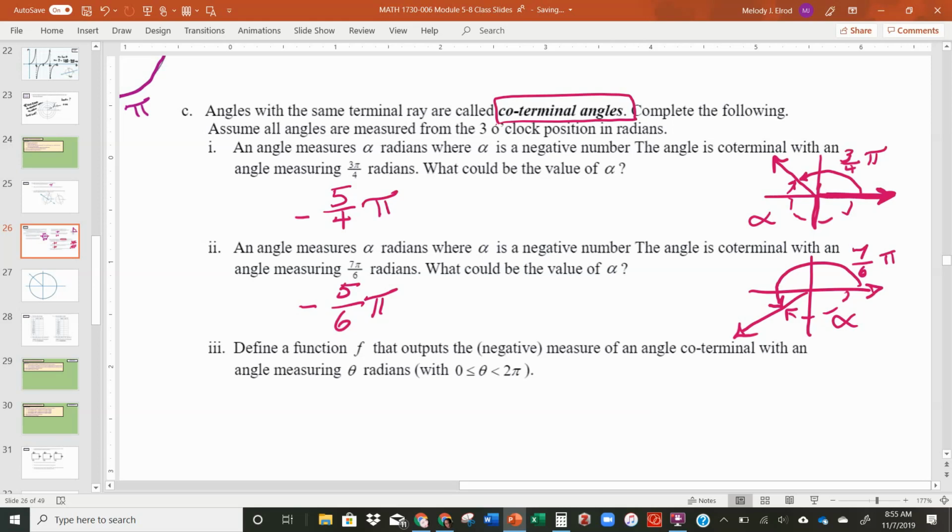So we want to figure out how to get alpha as a function of theta, where theta is our positive angle. It falls between 0 and 2 pi. So here's our positive angle, and here's our negative angle. I told you that my alpha was going to look like a fish. Sorry about that. So take a moment and see if you can figure that out.